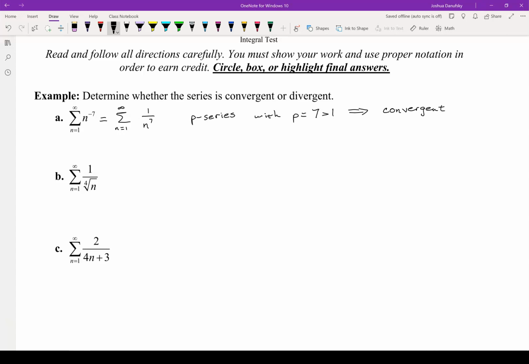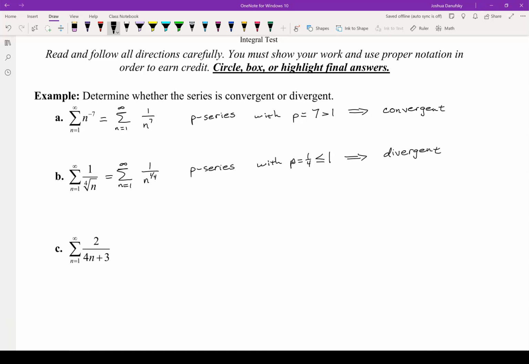Part B, the sum n equals 1 to infinity of 1 over the 4th root of n. This one can be rewritten as 1 over n to the 1/4 power. Again, this is a p-series with p equal 1/4, which is less than or equal to 1, which implies that the series is divergent.